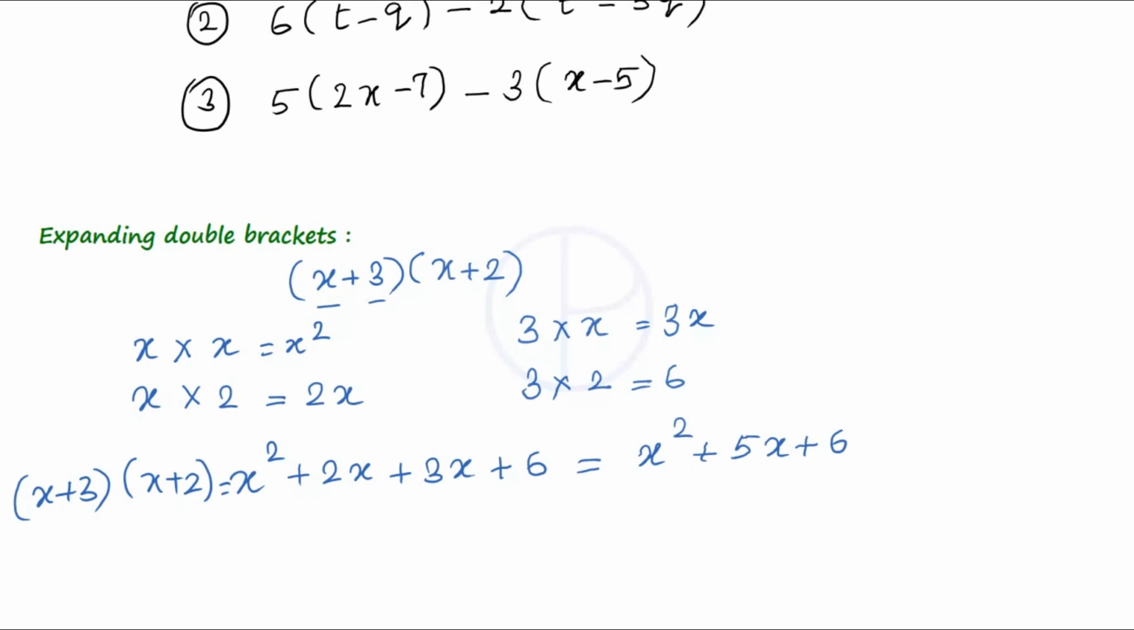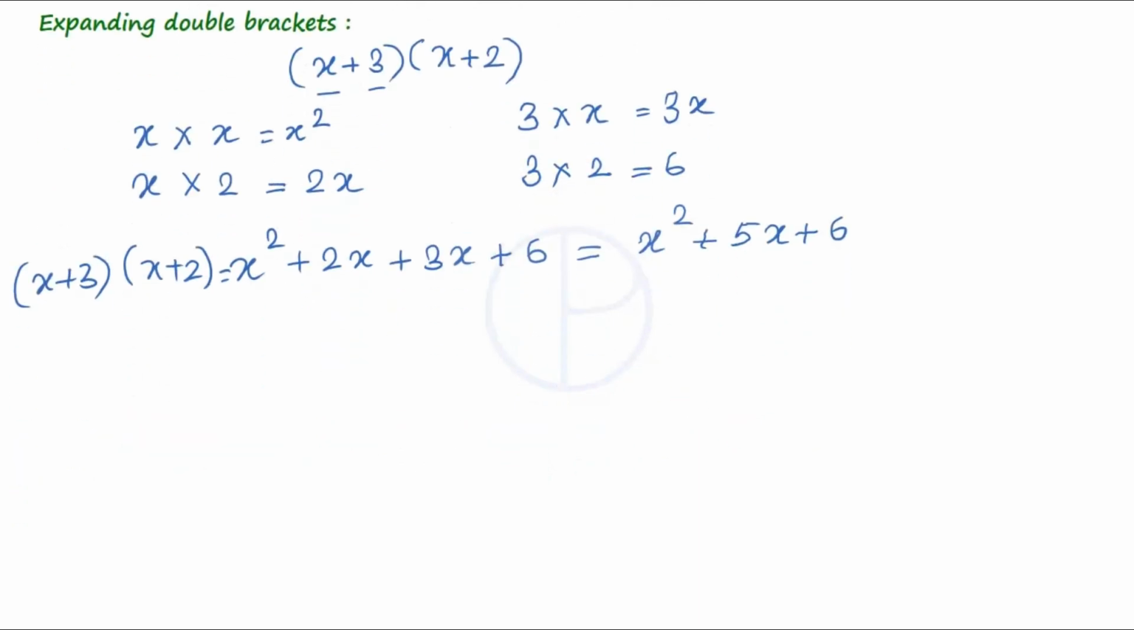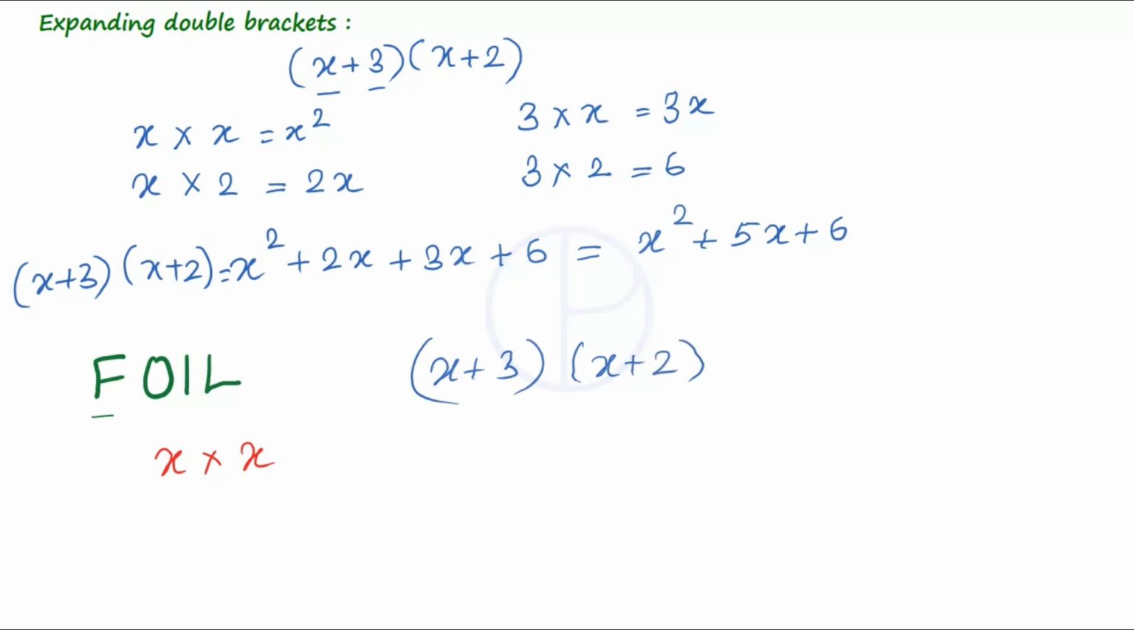FOIL is a shortcut to remember the steps. F stands for first, that is x multiplied by x. So x plus 3, x plus 2. The first terms are x and x. So this is equal to x squared. Then O represents outer. So x and 2, which is equal to 2x.